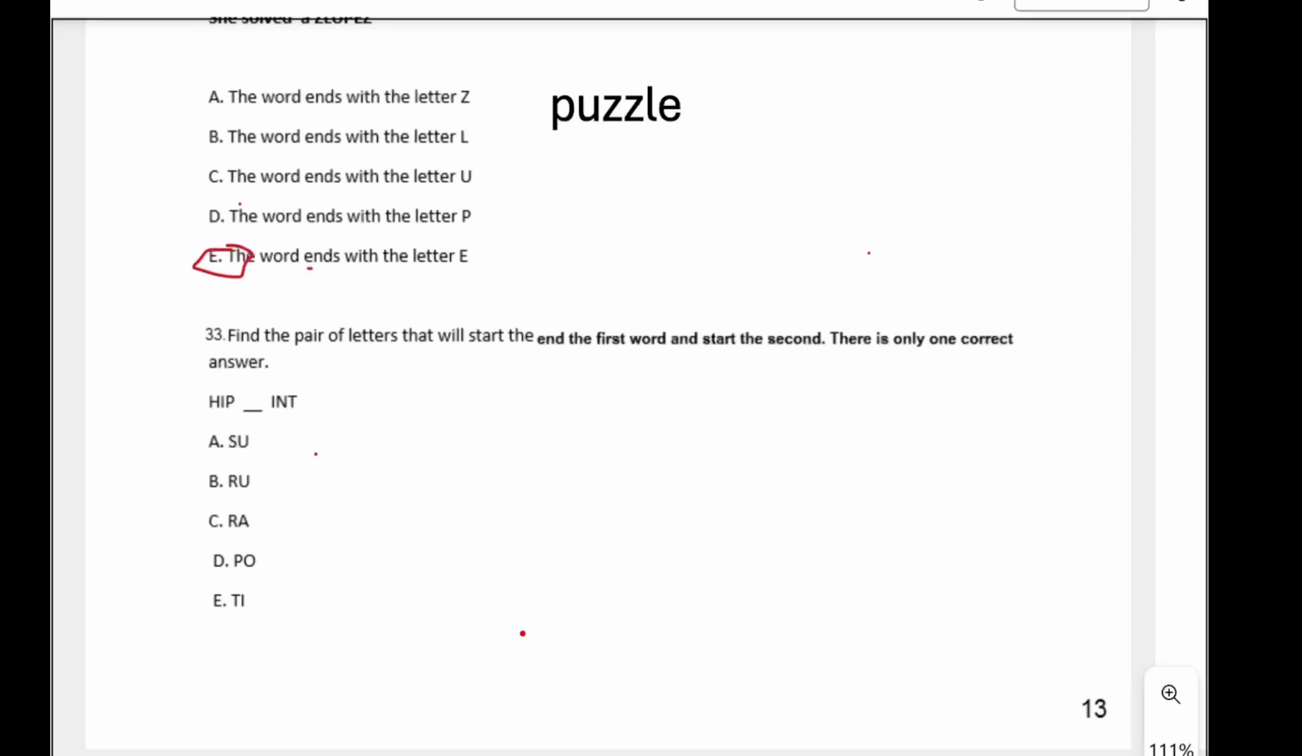Question 33, find a pair of letters that will end the first word, be at the end, and start the second. Now, if you are really confused, you can just eliminate. Hipsu is not a word. Hipru is not a word. Hipra, Hipt is not a word, hippo is a word, and point is a word. Therefore, 33D is the correct answer.